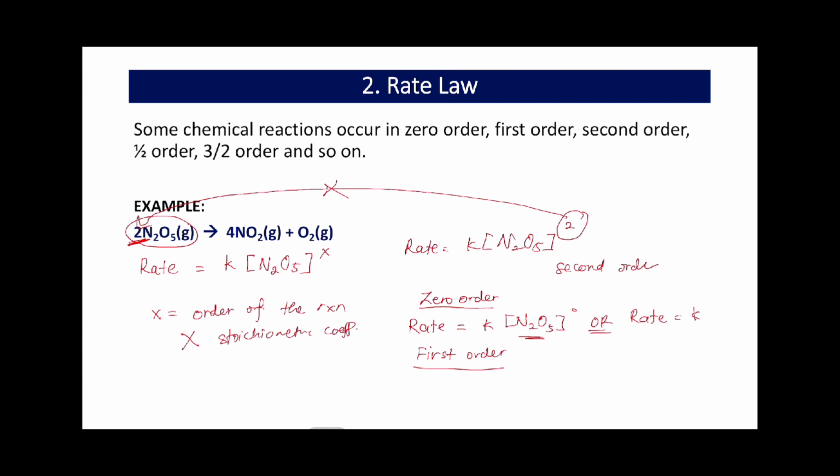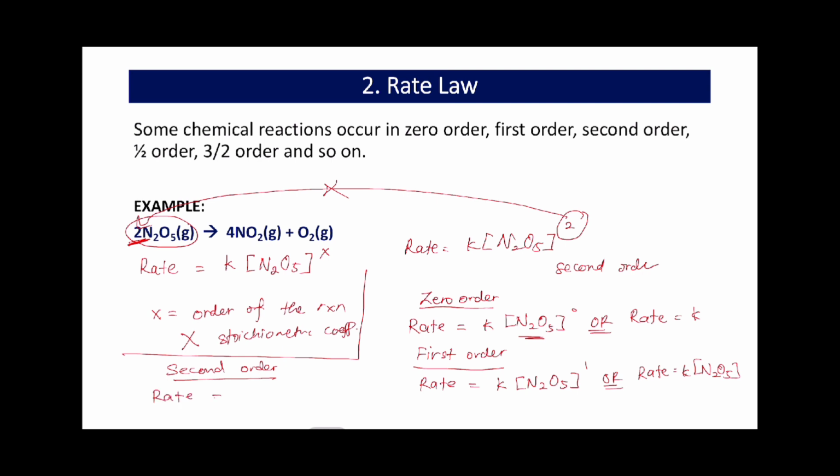And what if the decomposition of N2O5 is first order? If it is first order, to write the rate law, we write rate equals K concentration of N2O5 to the power of 1. Or usually, we will just write rate equals K concentration of N2O5 without the number 1. And what if it is second order? If it is second order, we write rate equals K concentration of N2O5 to the power of 2.